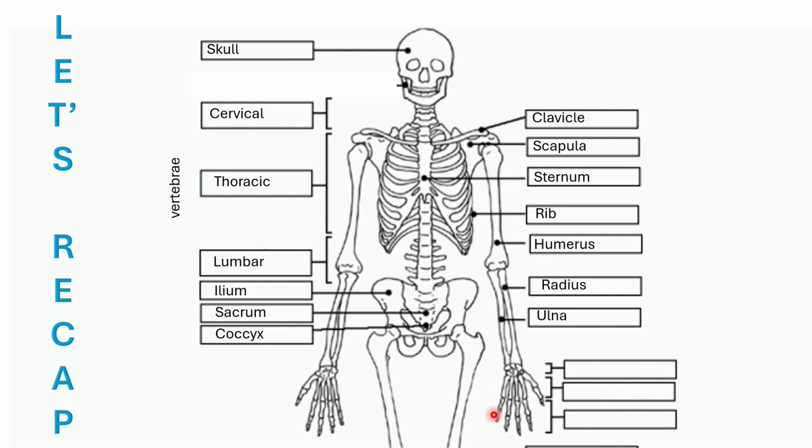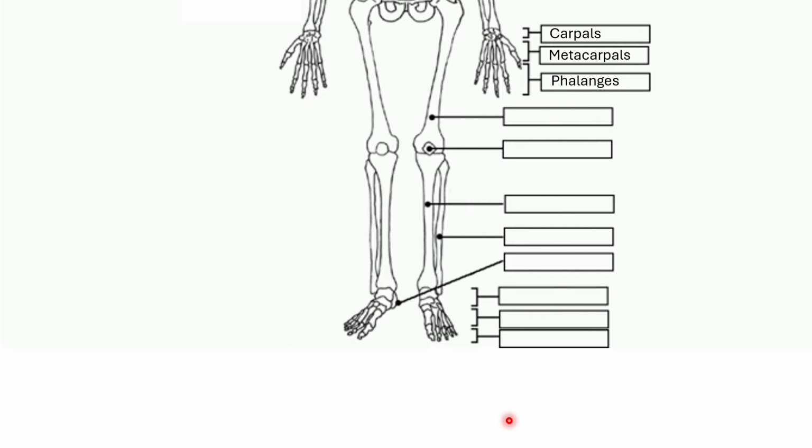Then we can divide the hand just as the foot in different parts. The part that is part of your wrist is your carpals, and then the hand bones, 5 of them, metacarpals, and then the finger bones are the phalanges. The bottom part, the longest bone in our body, is the femur.